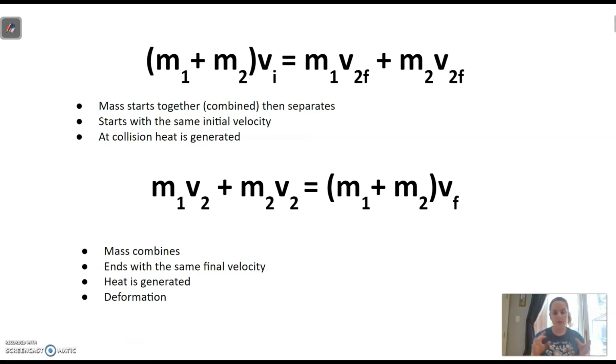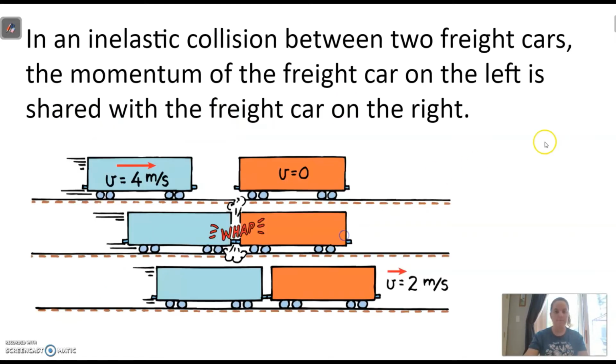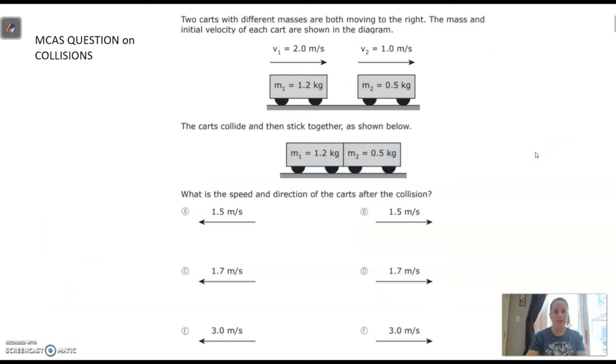If your objects are starting out separately and then coming together and they stick together, then their masses are going to combine and they're going to end with a certain final velocity together. So the mass combines, ends with the same final velocity, heat is generated, and there's deforming that happens because those objects are sticking together. A good example of that is freight cars, or the big fish eating the smaller fish. Again, those masses are combining and they're both moving with the same final velocity at the end.